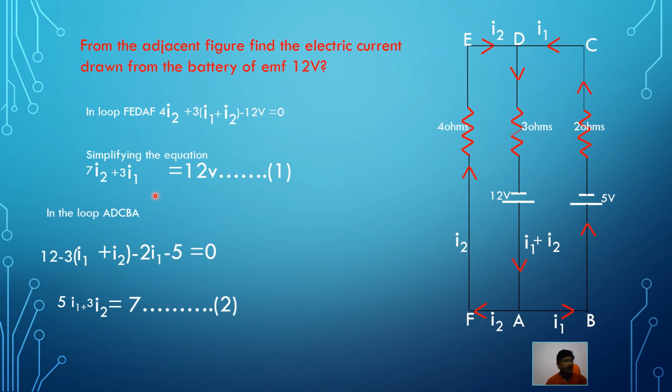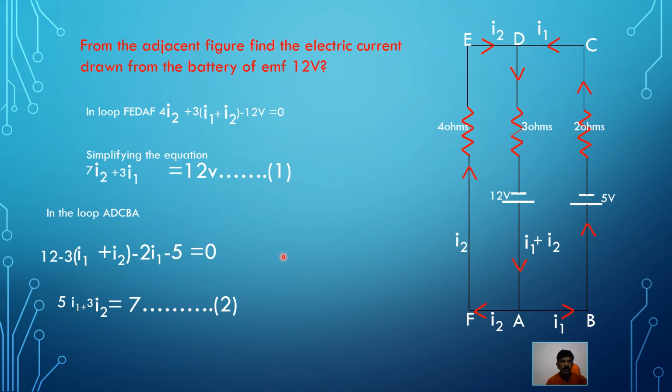Now solving these, see this one. 4I2, 3 into I2 is 3I2. 4I2 plus 3I2 is 7I2. Next, 3 into I1 is 3I1. So this is equal to 12 volts, or 12. Simply you can write that the algebraic sum is equal to 12. Now come to the point.